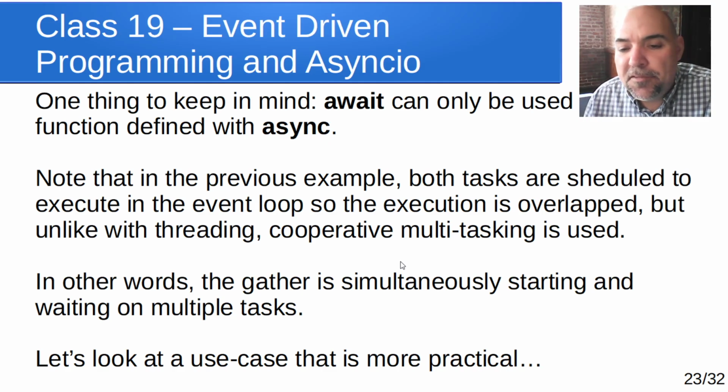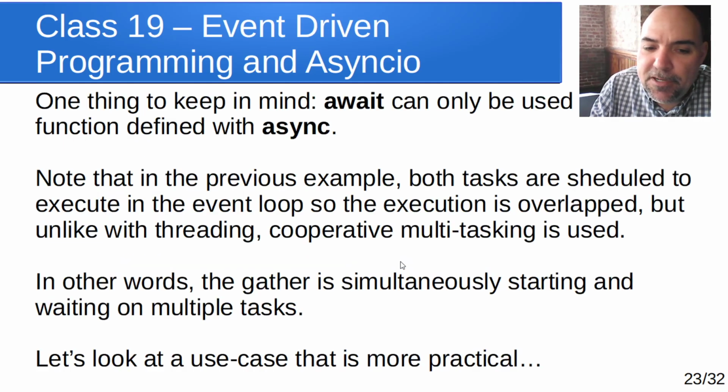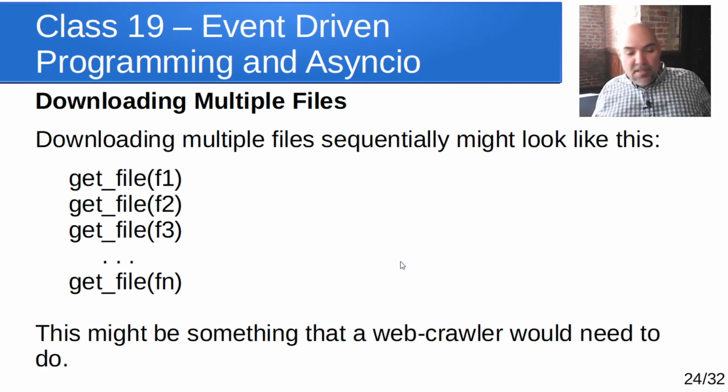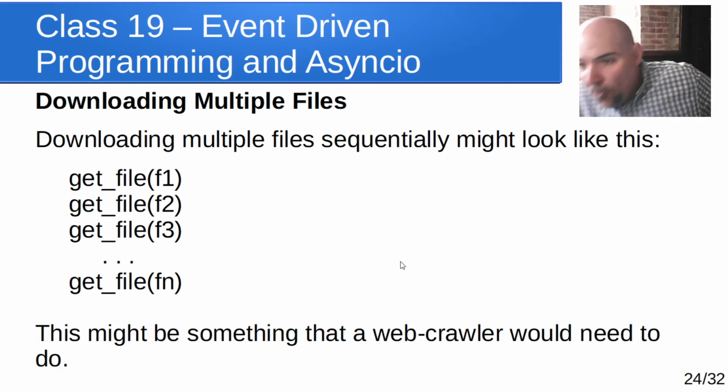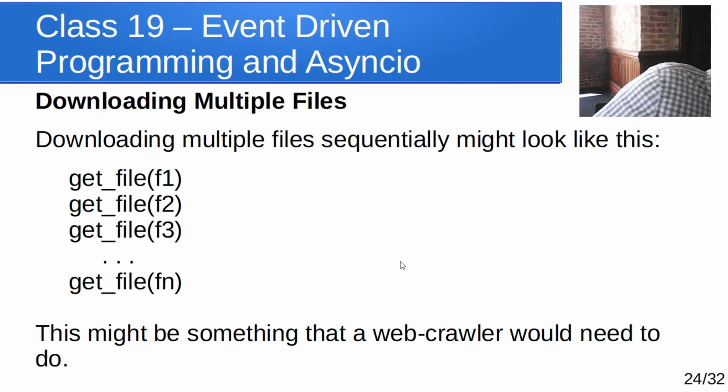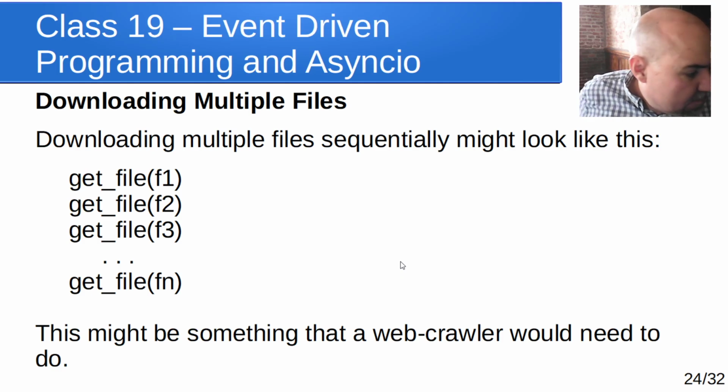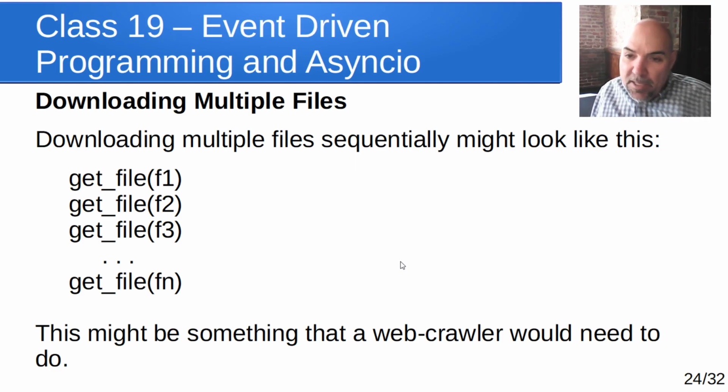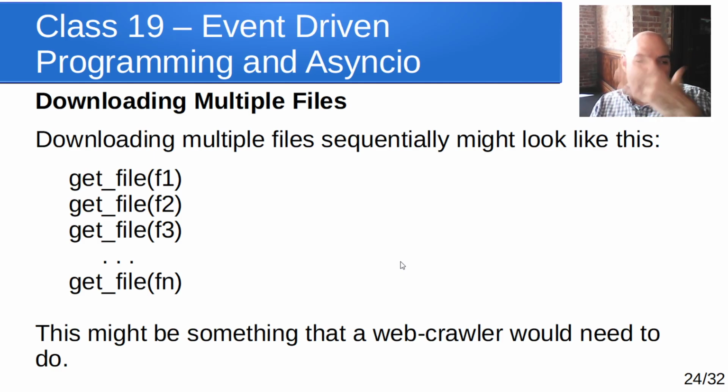So let's look at a use case that's a little more practical than this future print thing we did over here. All right, so here's a case that's like the lab we did before, where we downloaded a bunch of pictures. In this case, we want to download multiple files, just like in that previous lab where we downloaded the NASA images. And those multiple files, if we did it sequentially, would look like this: get file F1, get file F2, get file F3, and so forth for all of them that we want to get.